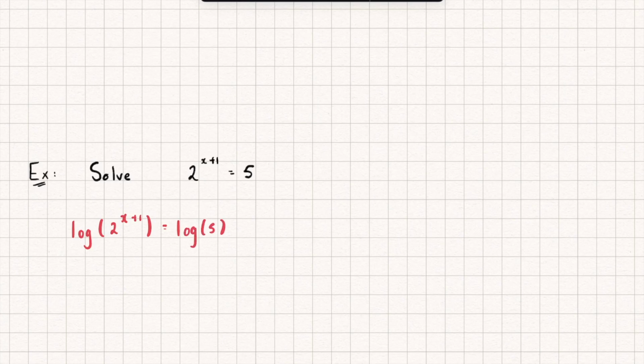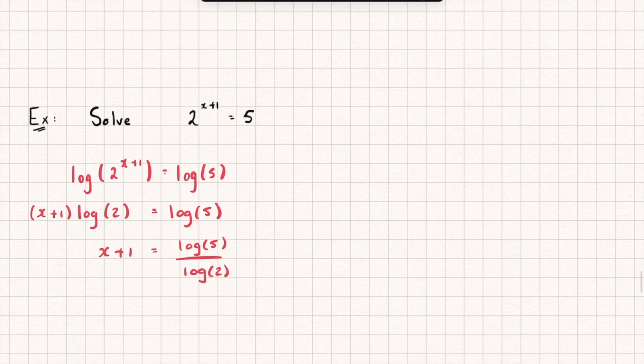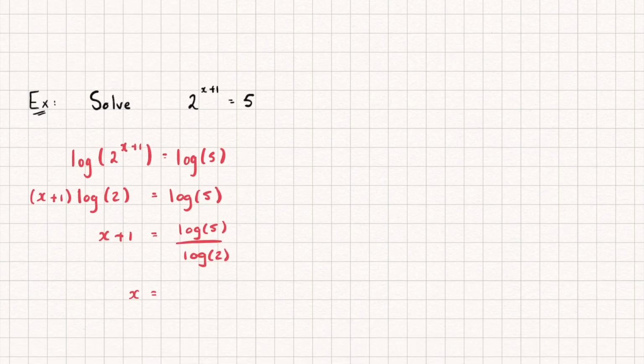I'm now going to use the power rule for my logarithms and bring the power down to the coefficient. So now we've got x plus 1 multiplied by log of 2 equals log 5. I'm then going to divide both sides by log 2, which gives me x plus 1 equals log 5 divided by log 2. And then finally, I'm going to subtract 1 from both sides, which gives me x equals log 5 over log 2, subtract 1. And this would be an exact form of the answer.